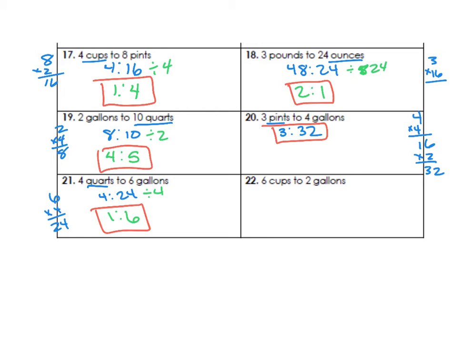Same steps over and over again. I hope you're seeing the repetition here. Cups to gallons. So 6 cups. Here we go. We're going to start out with gallons.